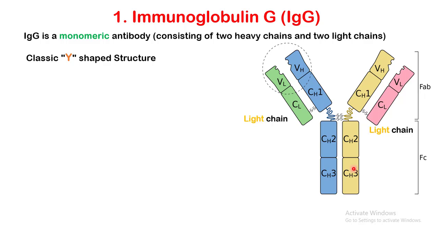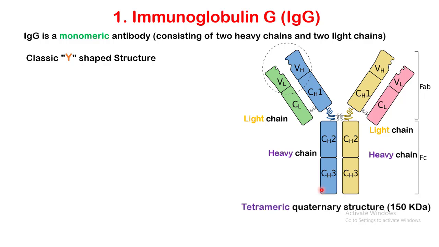If you look at this, you are going to see two light chains. This is one light chain. This is another light chain. So there are two light chains in the immunoglobulin G. Similarly, there are two heavy chains in the immunoglobulin G. So this is one heavy chain and this is another heavy chain.